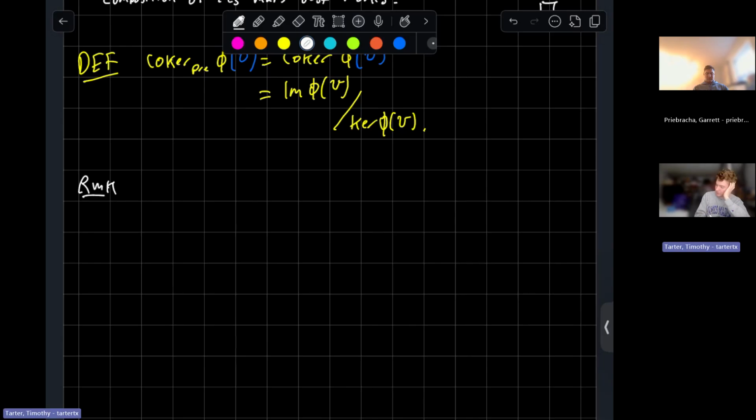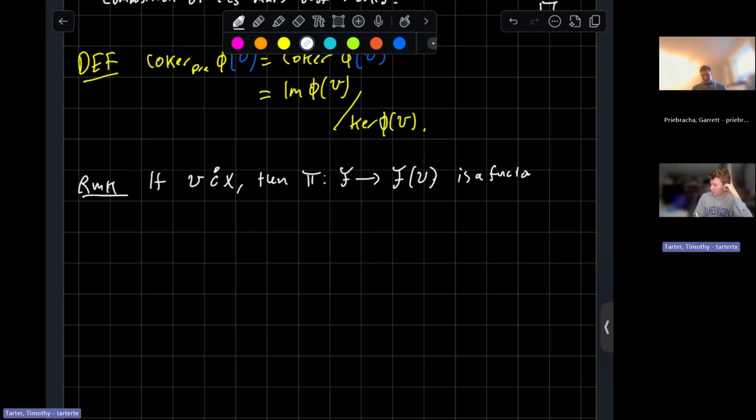Remark: if U is open in X, then pi from F to F restricted to U is a functor from Ab X pre to Ab. Pi is exact.